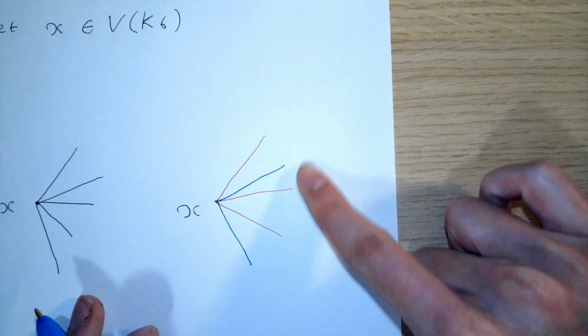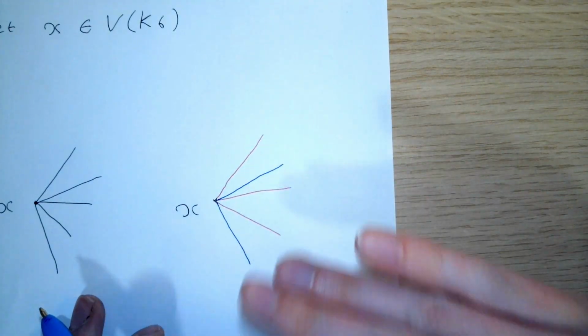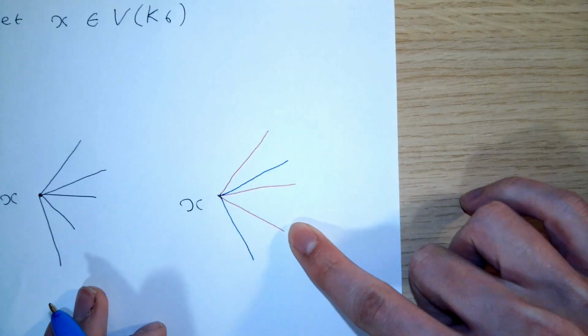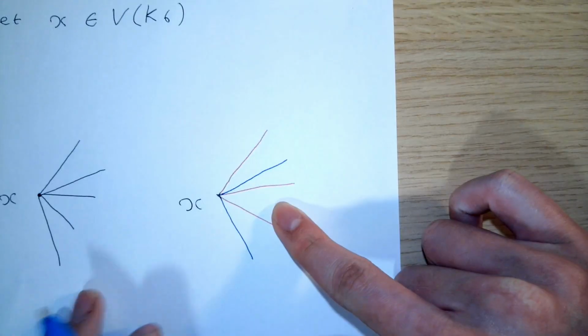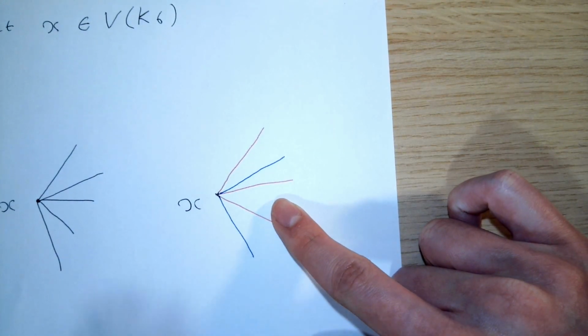And similarly, if 3 were blue, then only 2 could be red. But we are guaranteed something. We are guaranteed that at least 3 of them will be red, or at least 3 of them will be blue. So we're guaranteed that. We're guaranteed that at least 3 of these edges will be red, or at least 3 of them will be blue.